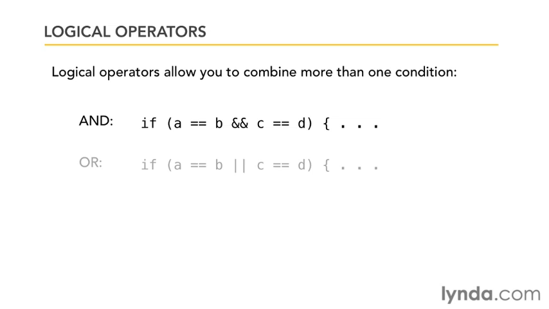You just put them next to each other, and that is a logical and operator. We can do the same thing for or. The or operator is just two vertical bars. So in this case, if A is equal to B or C is equal to D, then the code inside those curly braces would execute.